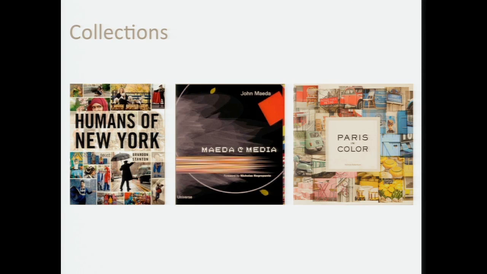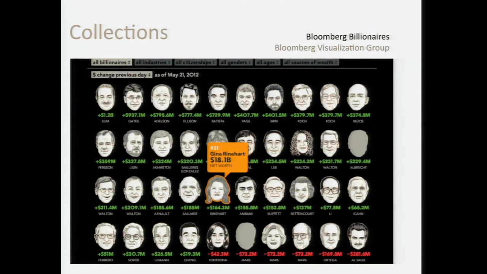So you have Humans of New York, which is a collection of portraits. John Maeda's Maeda in Media, which is a collection of new media works. And then something like Paris in Color, which again is a collection of pictures. And you have tons of different kinds of collections. That is a very easy thing to translate to visualization because we also love to do visualizations that are about collections, right? And actually, that works really well.